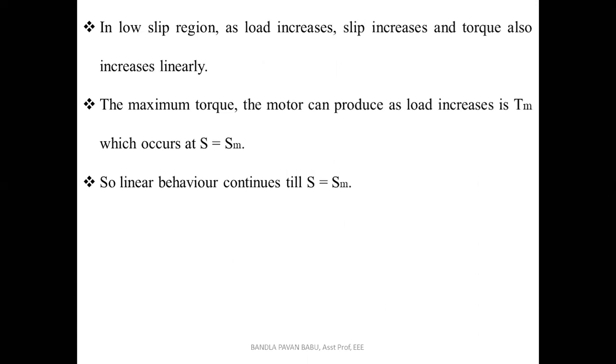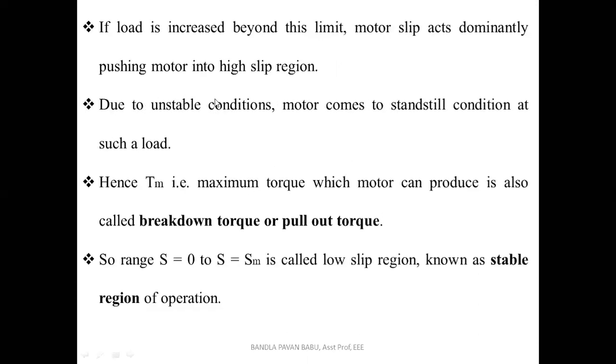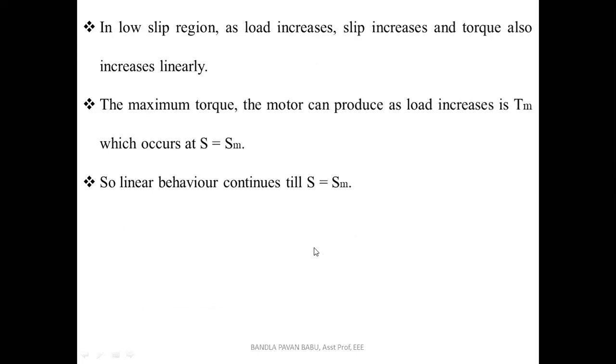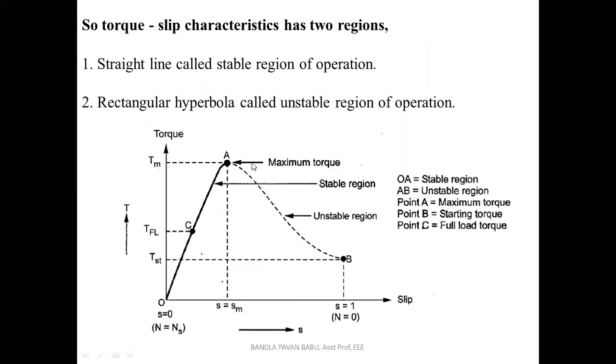So due to unstable conditions, the motor comes to standstill at such a load. That should not happen, and we have to take care of it. We cannot keep on adding load to the motor. Hence, Tm, the maximum torque which the motor can produce, is also called the breakdown torque or pull out torque. So this is the extreme case.